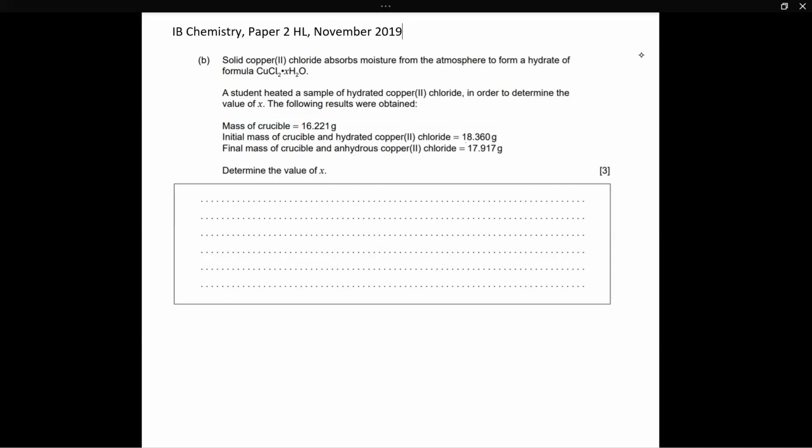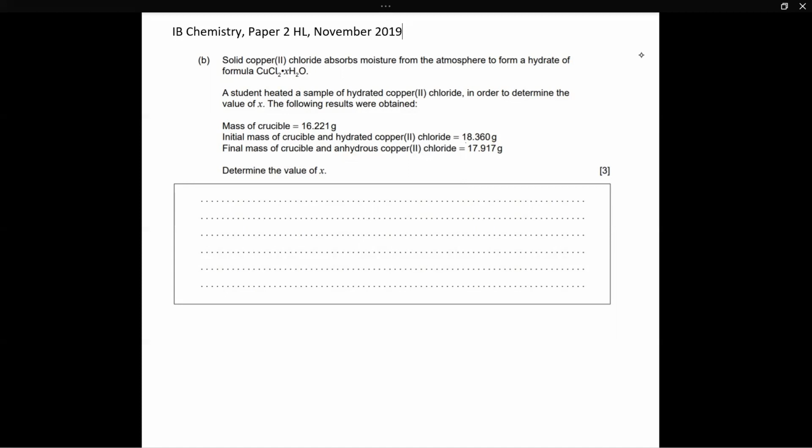A student has taken a sample of hydrated copper 2 chloride, and they have heated it. When they heated it, the water evaporates, obviously, right? We knew that water evaporates when we heat it. And the resulting substance that is left is called anhydrous copper 2 chloride. Anhydrous is the opposite of hydrous, as you can probably tell. And it's usually powdery because all the water has evaporated. There's no water left. That's why it's called anhydrous.